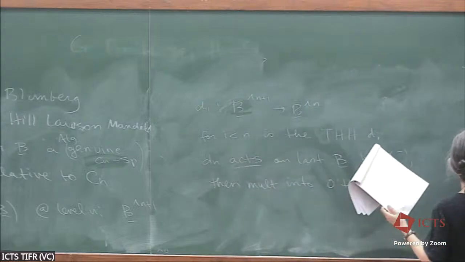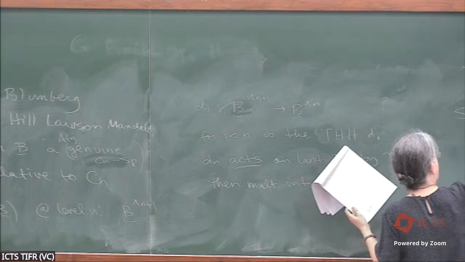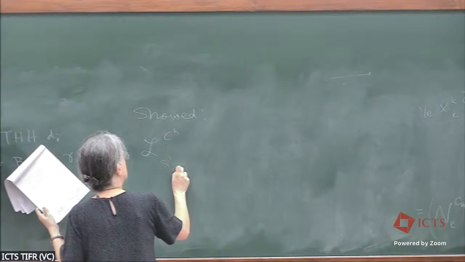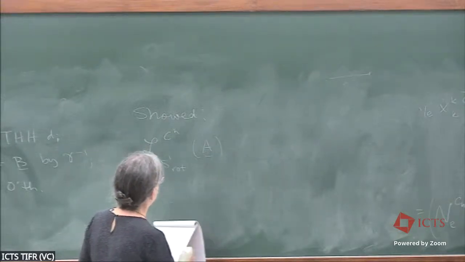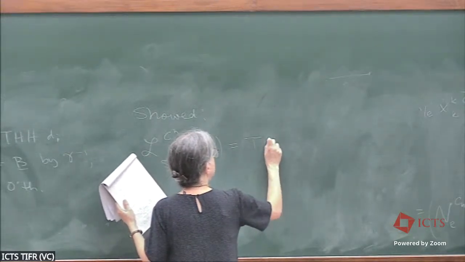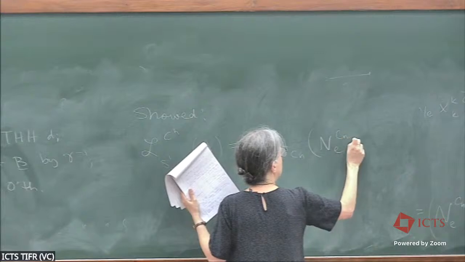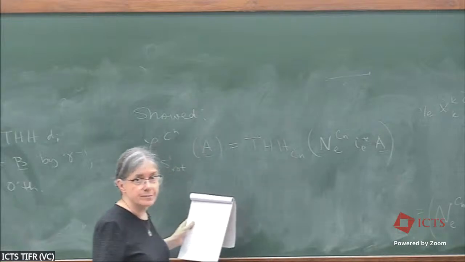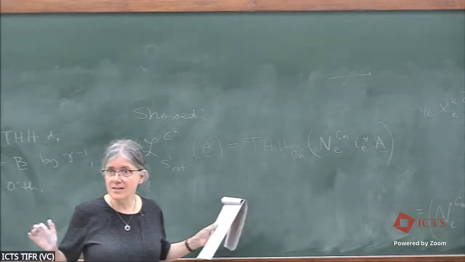And so what I just showed is that if you want to do my definition of L_{C_n} of S^1 rot of A, what you get is their THH_{C_n} of N_e^{C_n} i_e^* A, because that's exactly what I did. I acted by gamma inverse and then multiplied. This is a tautology. I'm not saying anything interesting.